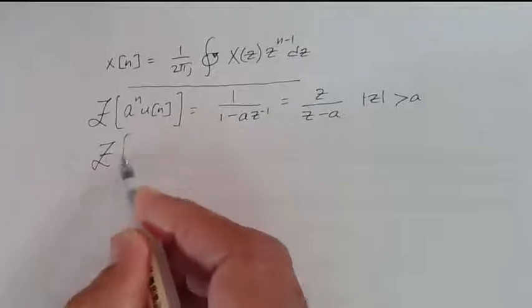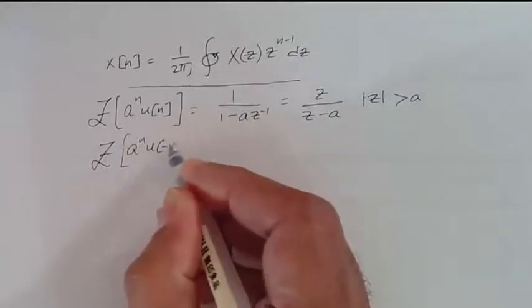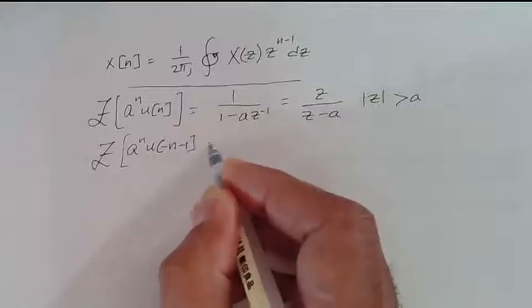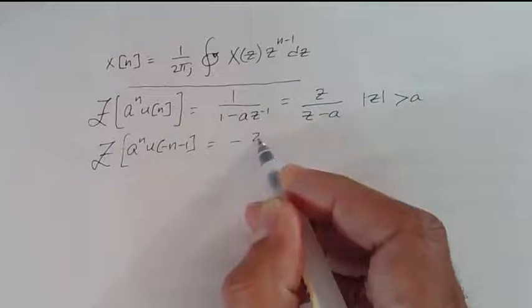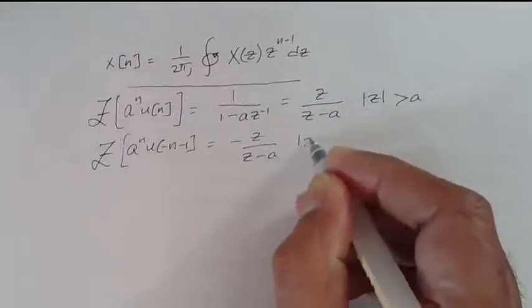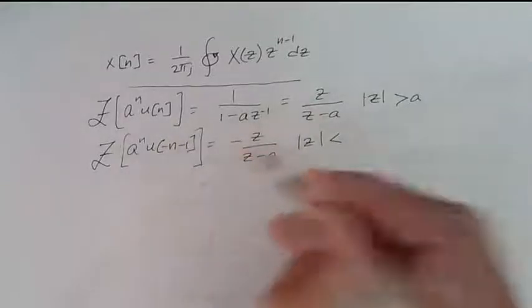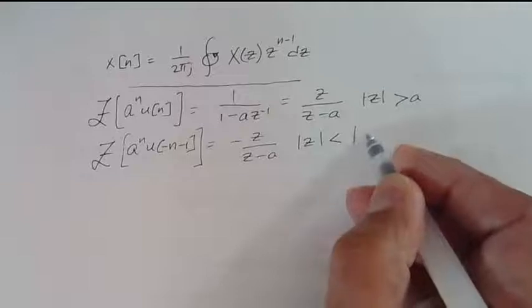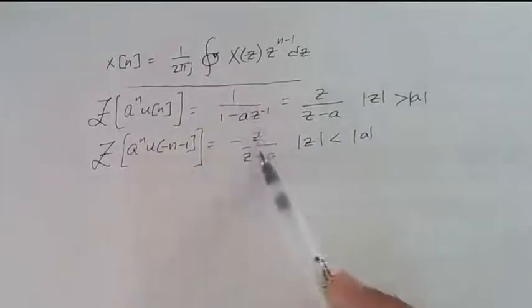Or we have the Z transform of a to the n u of minus n minus 1, and that's equal to minus z over z minus a. And the region of convergence, of course, because this is a left-sided sequence, is z less than the magnitude of a. So those are our template functions.